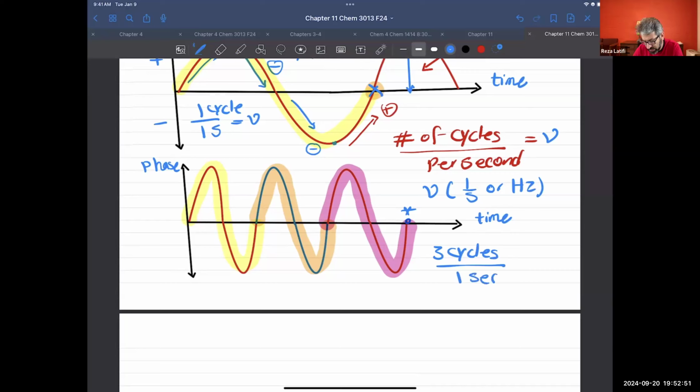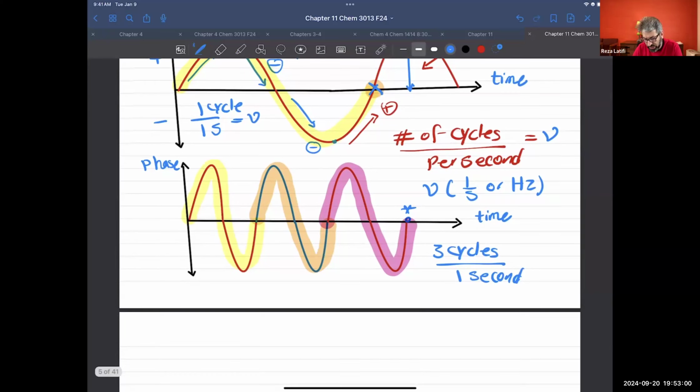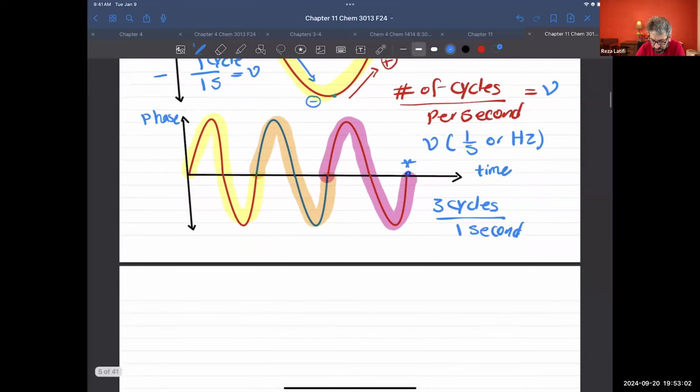Let's assume that the star represents 1 second from the starting point. So I got 3 cycles per second. So I'm going to say the frequency in this case is going to be 3, and the unit will be 1/second or 3 hertz. Hertz is the unit of the frequency.